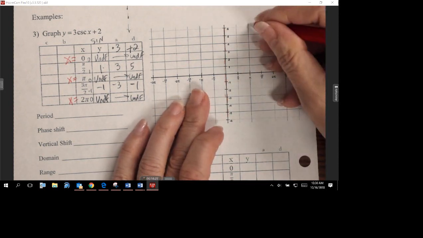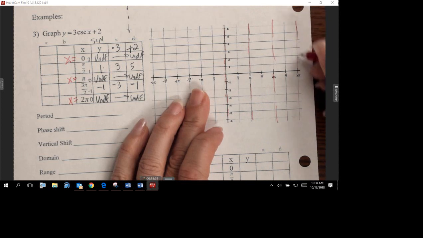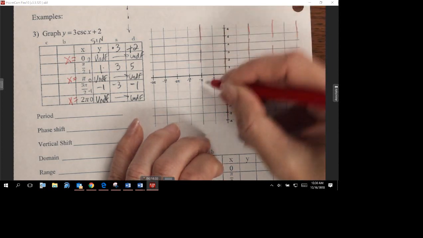And then you guys go and graph this. Some of you have already started. I'm just playing catch up.